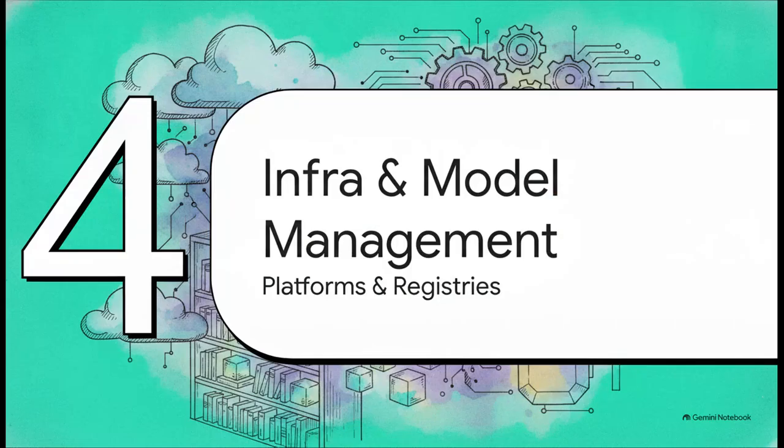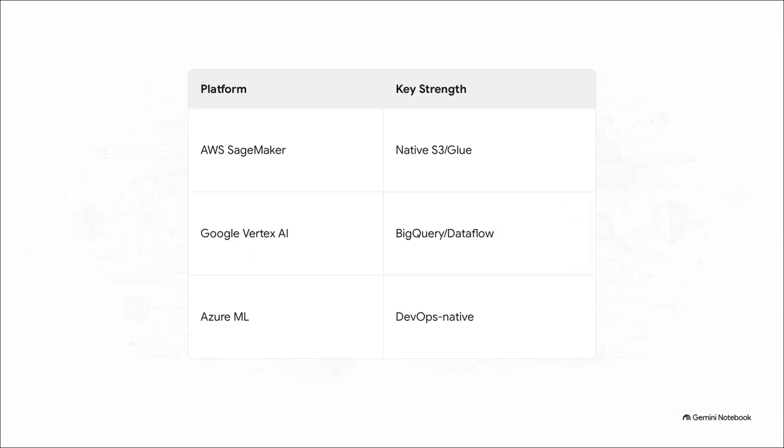Next up is Section 4, infrastructure and model management. Choosing your underlying infrastructure is a completely foundational decision. Looking at the 3 major hyperscalers based on the guide, AWS SageMaker brings some incredible native integration with S3 and Glue. Google's Vertex AI really shines when it comes to BigQuery and data flow integrations running heavily on Kubeflow-based pipelines.